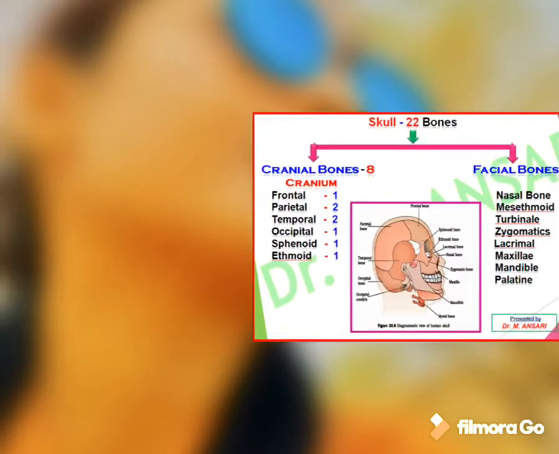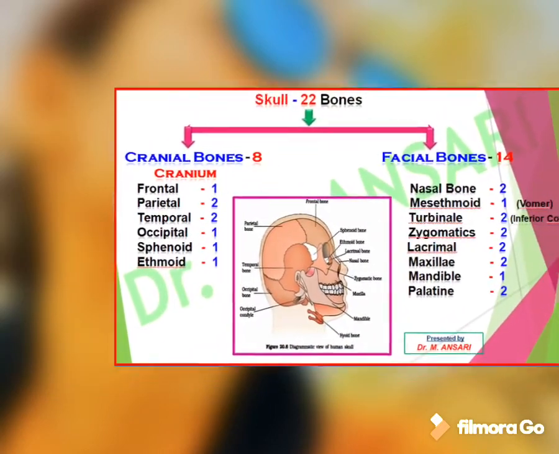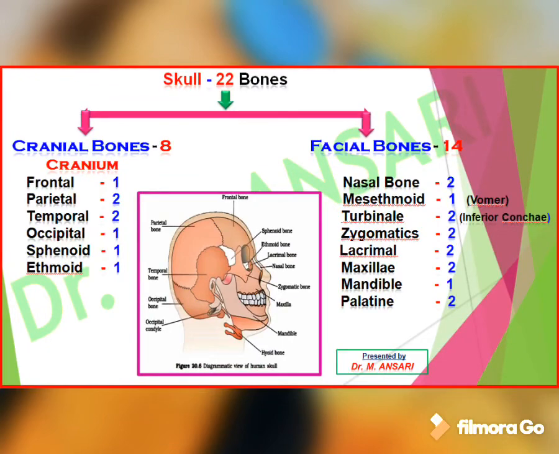If we study in detail the skull bones, which are 22 in number, they are categorized into 2 categories, that is cranial bones and facial bones. Cranial bones, as I told before, consist of total 8 bones. These 8 bones form a bony box. That bony box is called cranium. Cranium includes a cavity, and in that cranial cavity our brain is present. So brain is protected by cranium, and cranium is formed by total 8 cranial bones.